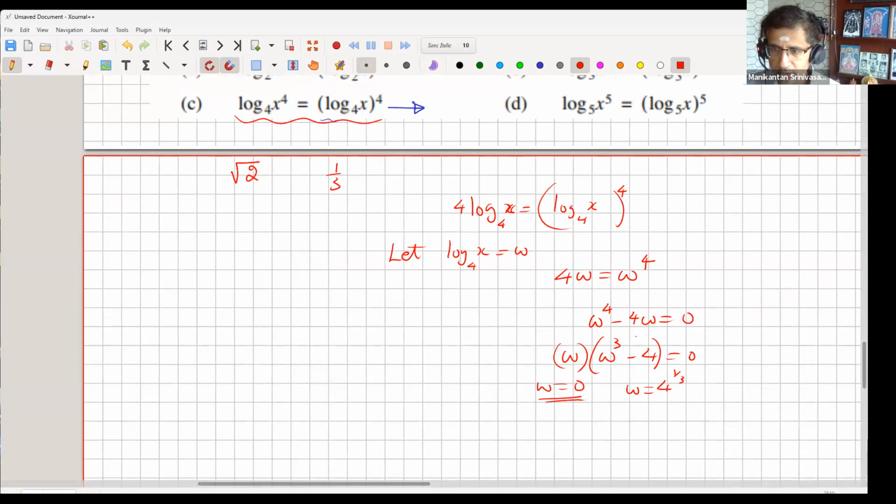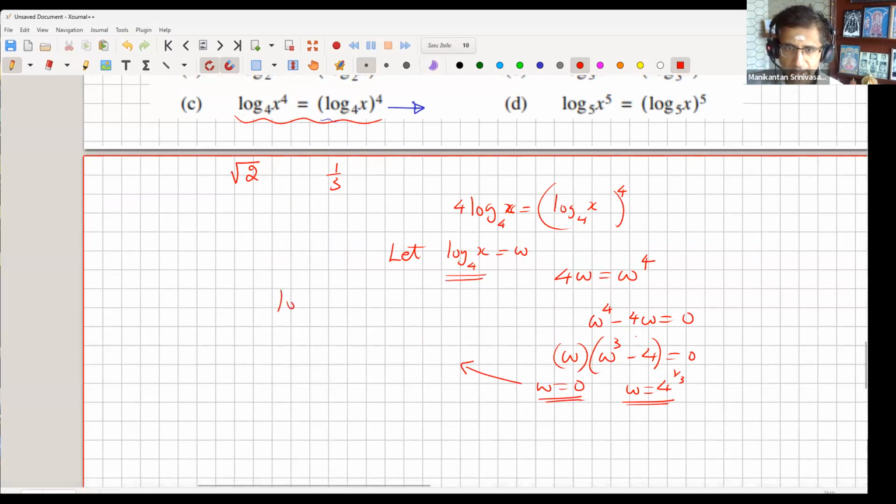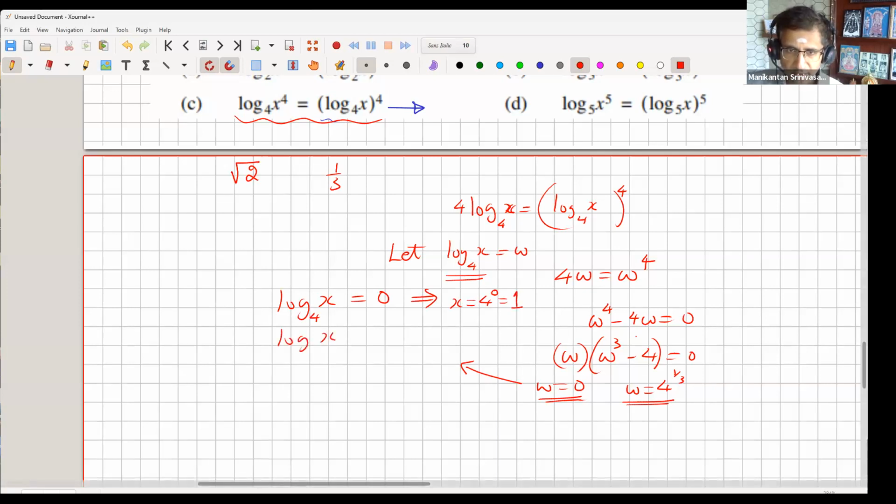So the two answers for w are 0 and 4 to the power 1/3, but w is my own making. I'll have to convert it back to x. So log x to the base 4 is either 0, which means x is 4 to the power 0, which is 1. That's one answer. Or log x to the base 4 is the other value for w that we got, which is 4 to the power 1/3, which means x is 4 to the power.